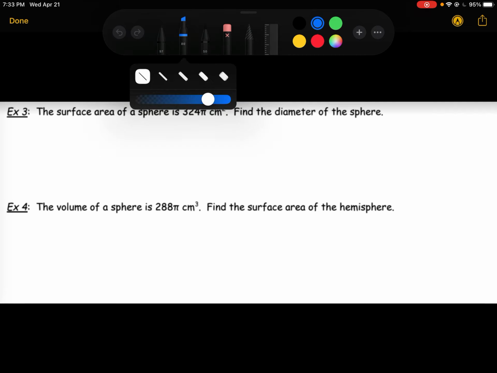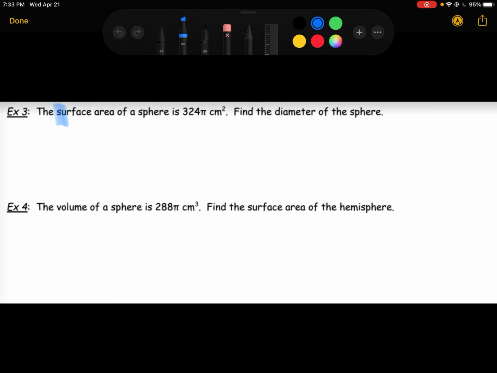Alright everybody, so now that we've finished our first video, it's time to go into how we would apply this. How would we see this, other than simply finding the surface area or the volume? What do they do? Well, here's an example. In this case, they're giving us the surface area, and they would like us to find a certain quantity. In this case, it's diameter.